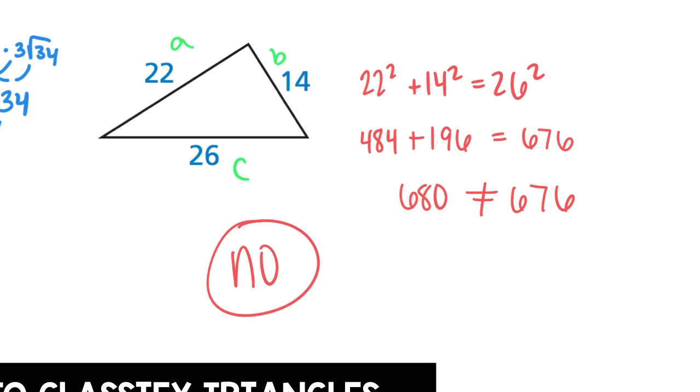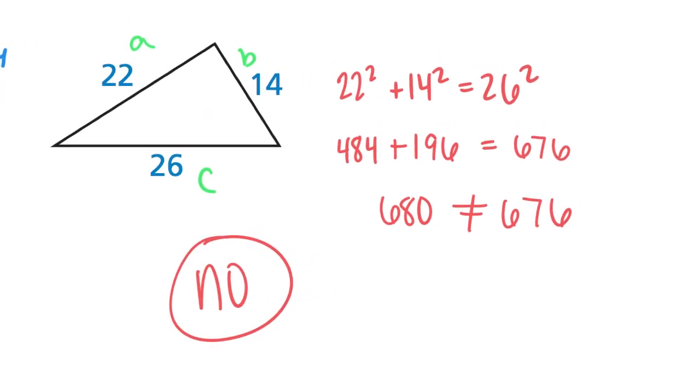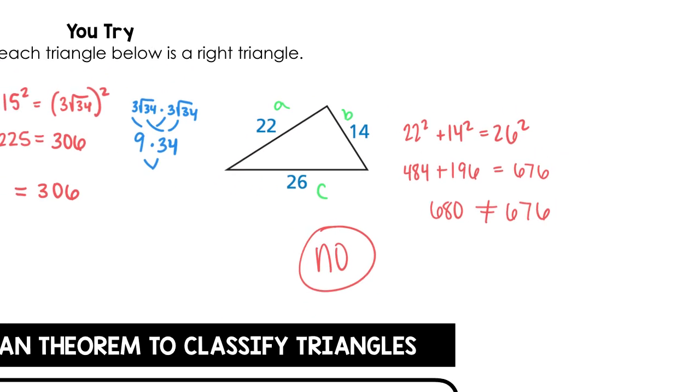And then this one would be no. This one was actually really nice because you didn't have any radicals to work with. So it was just normal numbers. And when you do Pythagorean theorem, it did not equal each other on the same side. So this would be no, it is not a right triangle.